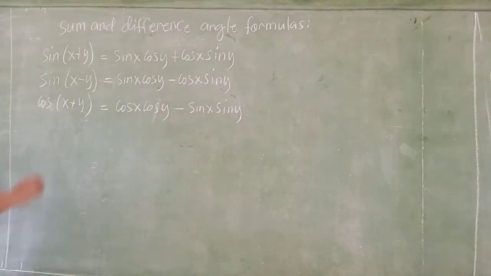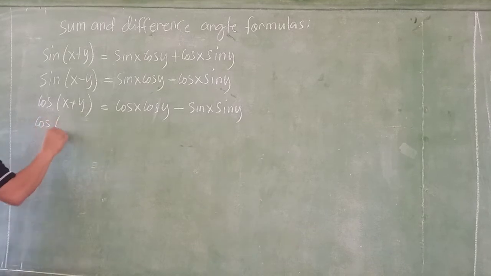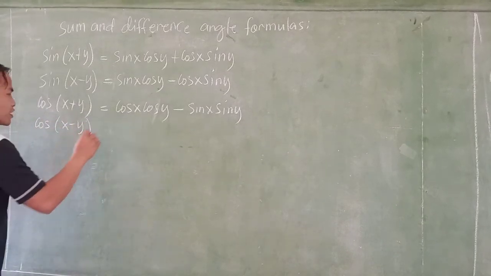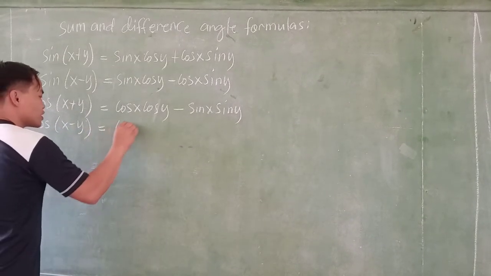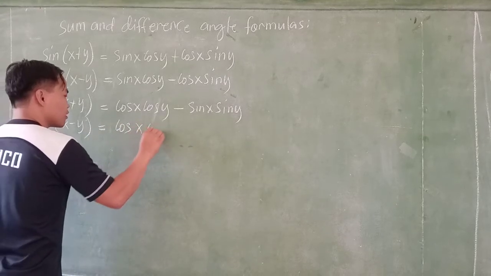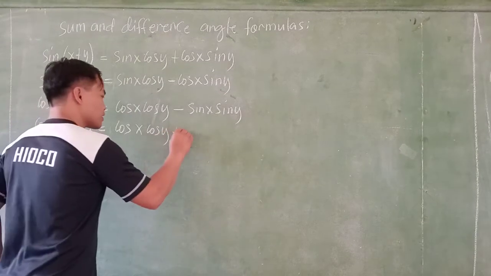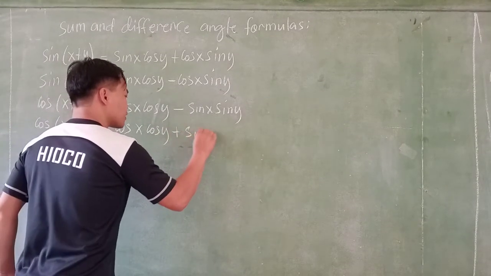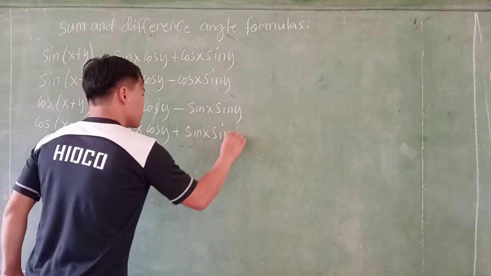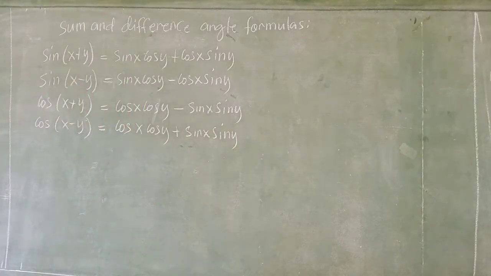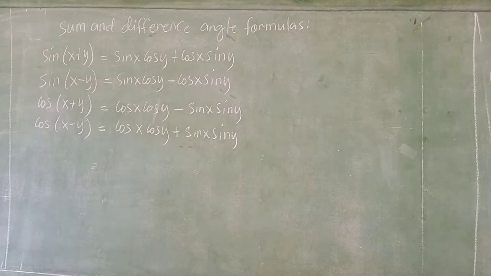Then for the difference, we have cos of x minus y, which is equal to cos x cos y plus sin x sin y. The sign is plus because it is a minus. Then what about for tangent?